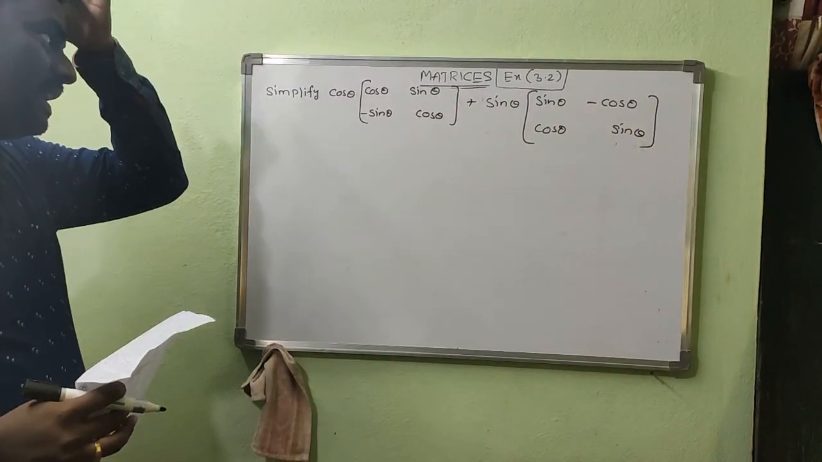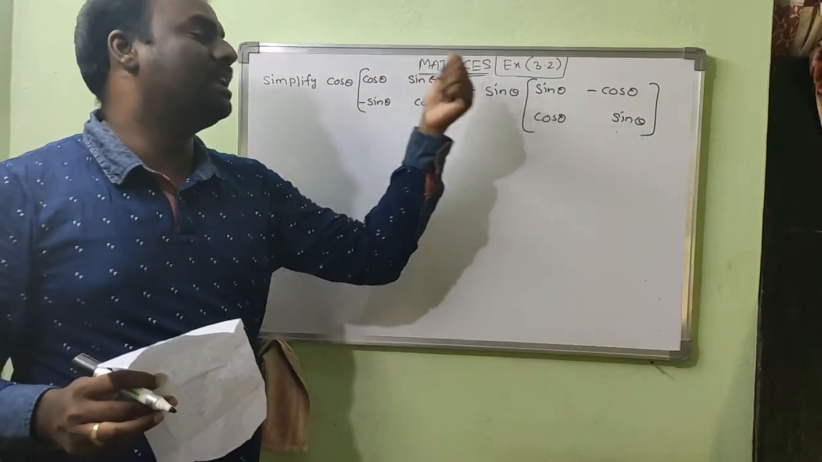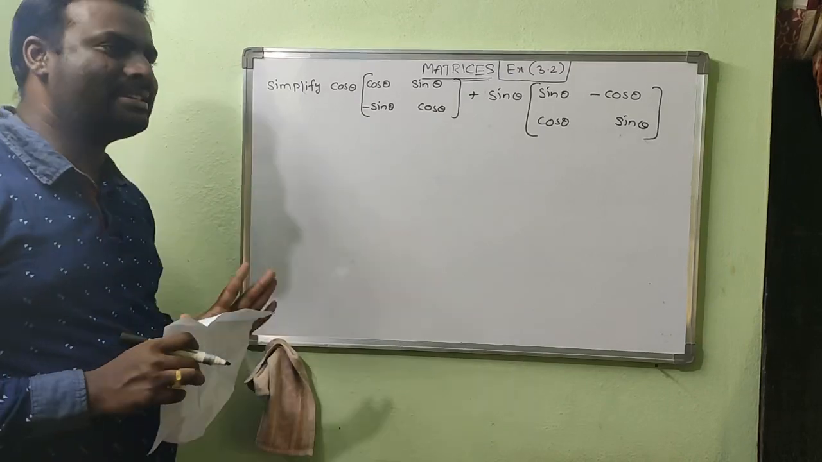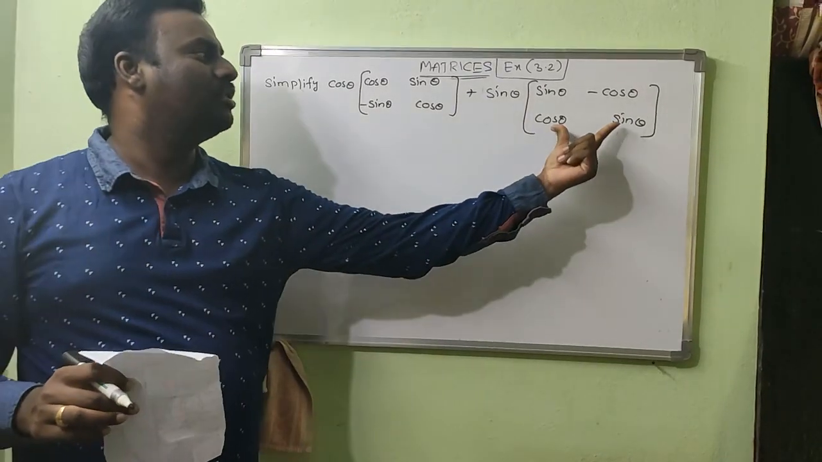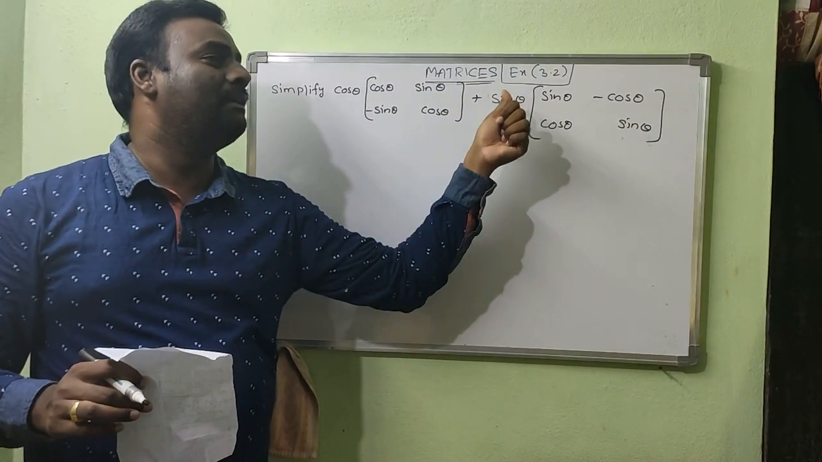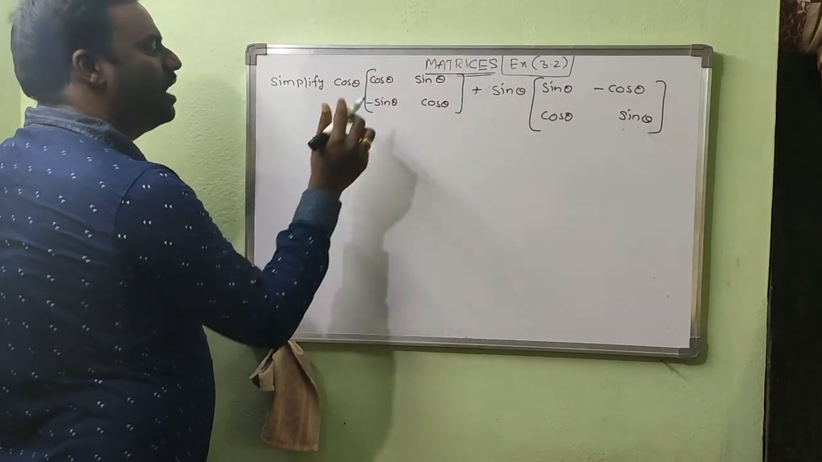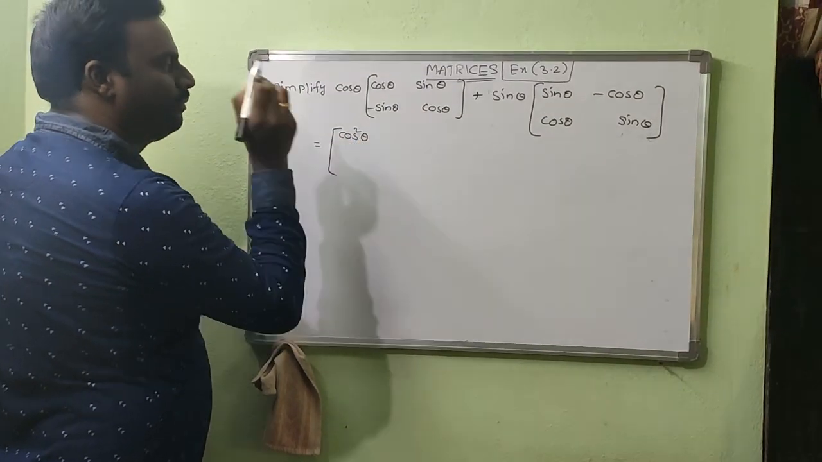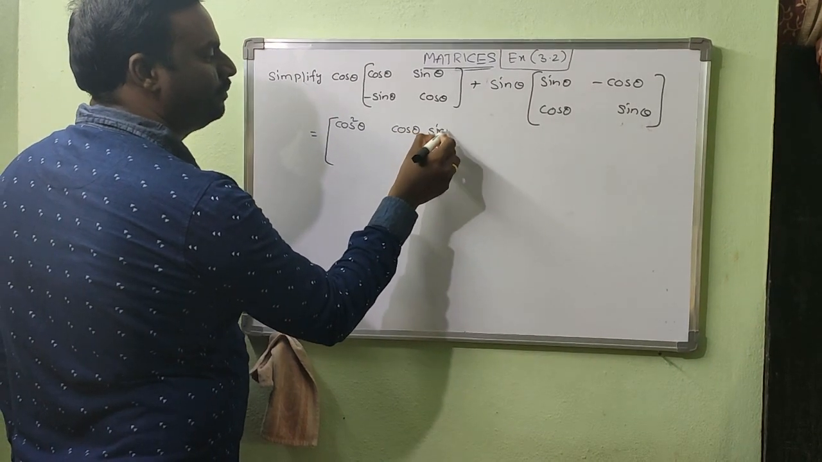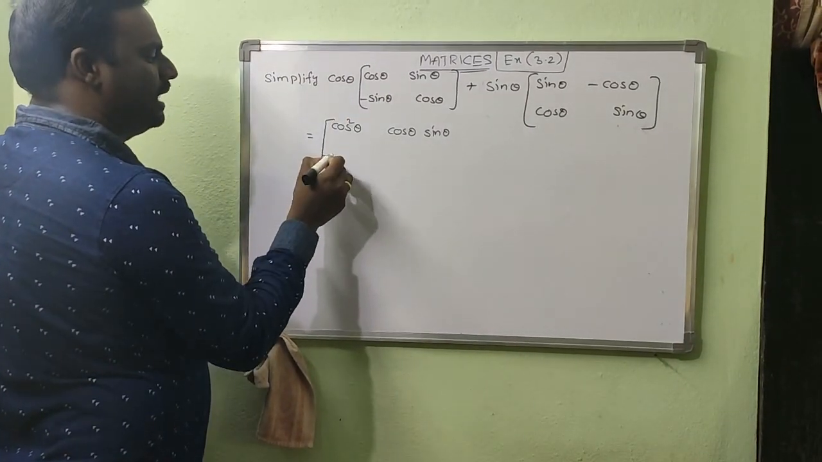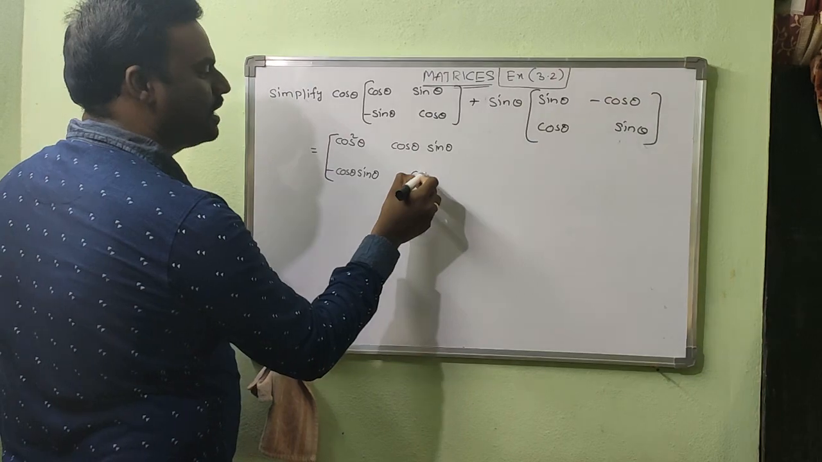How to simplify this one? This entire matrix is multiplied with cos theta. This entire matrix is multiplied with sin theta. Entire matrix in the sense, each and every element in the matrix is multiplied with cos theta. Here also each and every element in the matrix is multiplied with sin theta. If you multiply each and every element with cos theta, cos into cos, it becomes cos square theta. Second, cos theta into sin theta. Third, cos theta into minus sin theta, minus cos theta sin theta. Cos into cos, it becomes cos square theta.